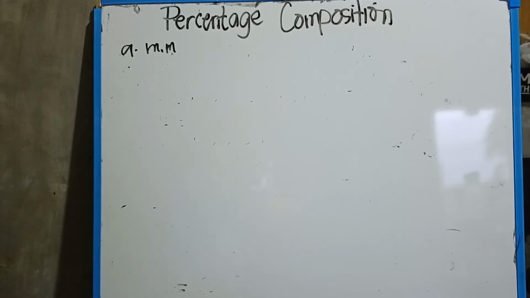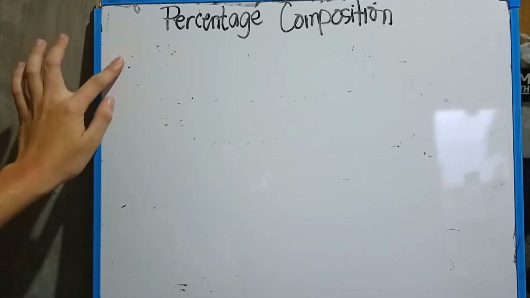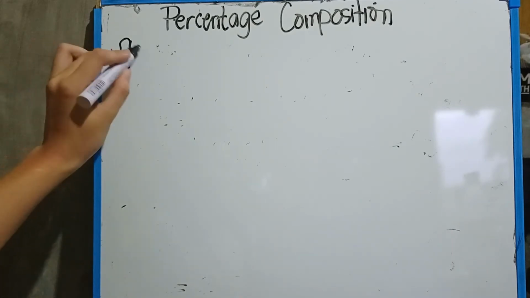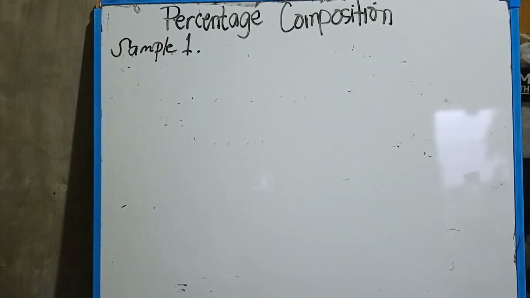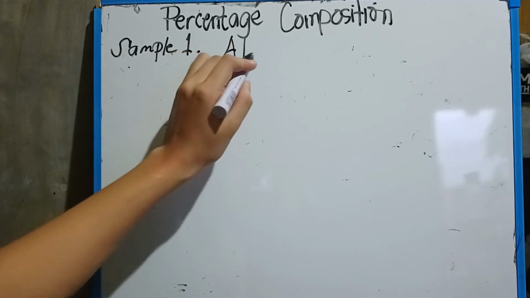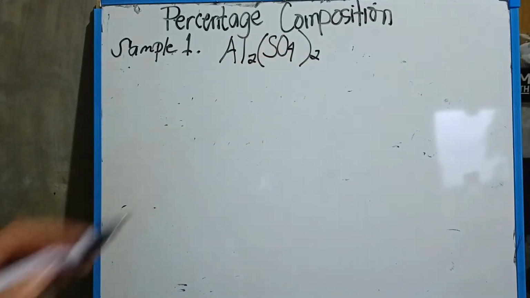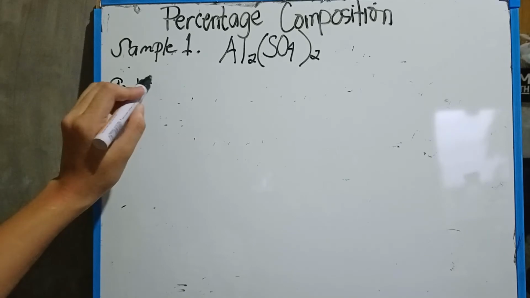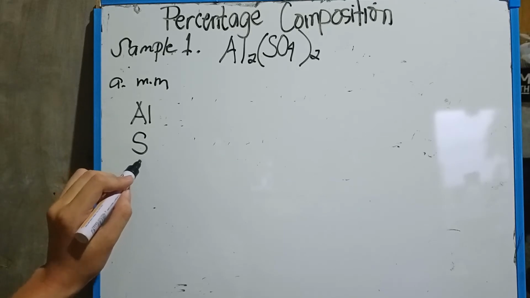So, for our sample number 1, determine the mass percent of each element in aluminum sulfate. So, we're going to determine the percentage composition of a compound. Our given here is the compound. As you remember earlier, we need first to solve for the molar mass of the compound. So first, we're going to get the molar mass. We have the aluminum, the sulfur, and the oxygen.